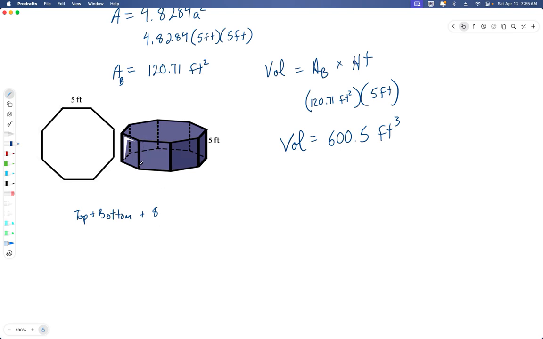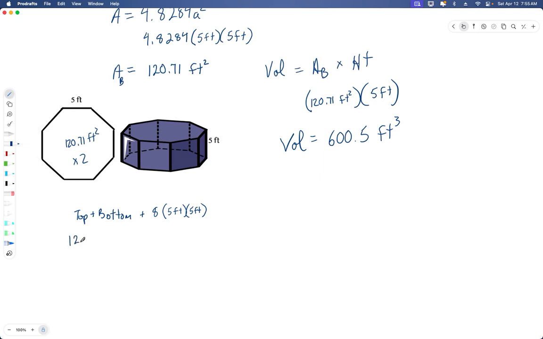And these sides, if you look at them, they're rectangles. The length of each side is here. That's 5 feet. And then the height is 5 feet as well. I've got 8 sides that are 5 by 5. So 5 feet by 5 feet. That's length times width. And there's 8 of those. So now I just need the top and the bottom. And the top and the bottom are the area of the base. They're the octagon that's given, which is 120.71 feet squared. So there's 2 of these. So times 2. That's my top and my bottom.